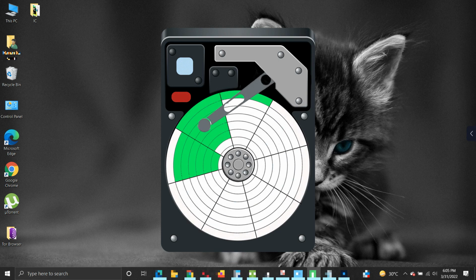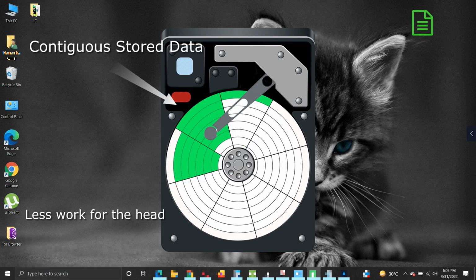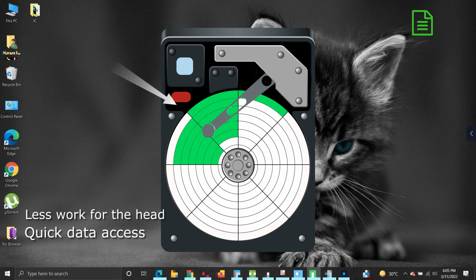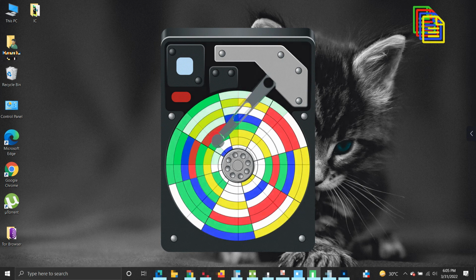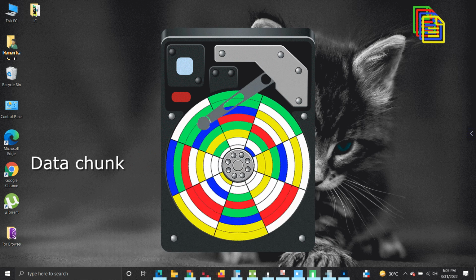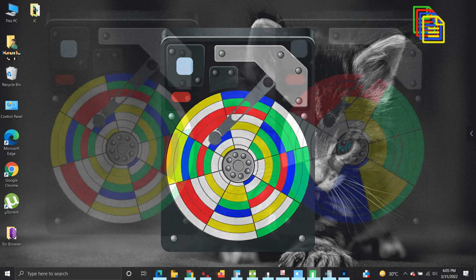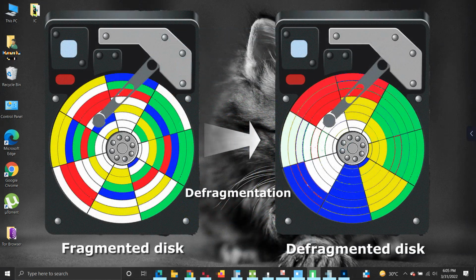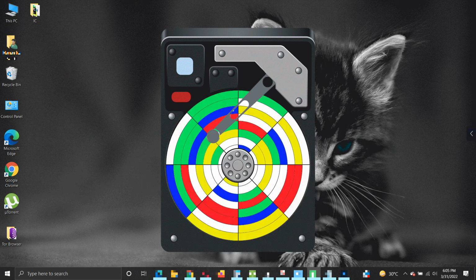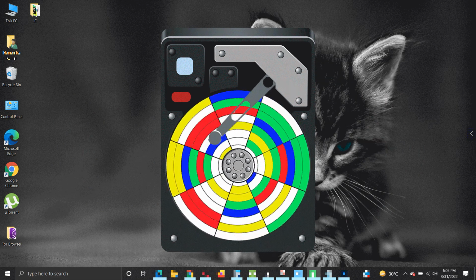If all the data is stored in one contiguous location, then the head has to move very little to access it and the time taken to access the data will be much less. But if the data is stored in chunks, at different locations on the platter, the head has to access all those locations, which will take more time. Defragmentation works on efficiently storing related data close together so that the hard drive doesn't have to work more to access data. To understand the need for defragmentation, we must understand what is fragmentation and the cause of fragmentation.